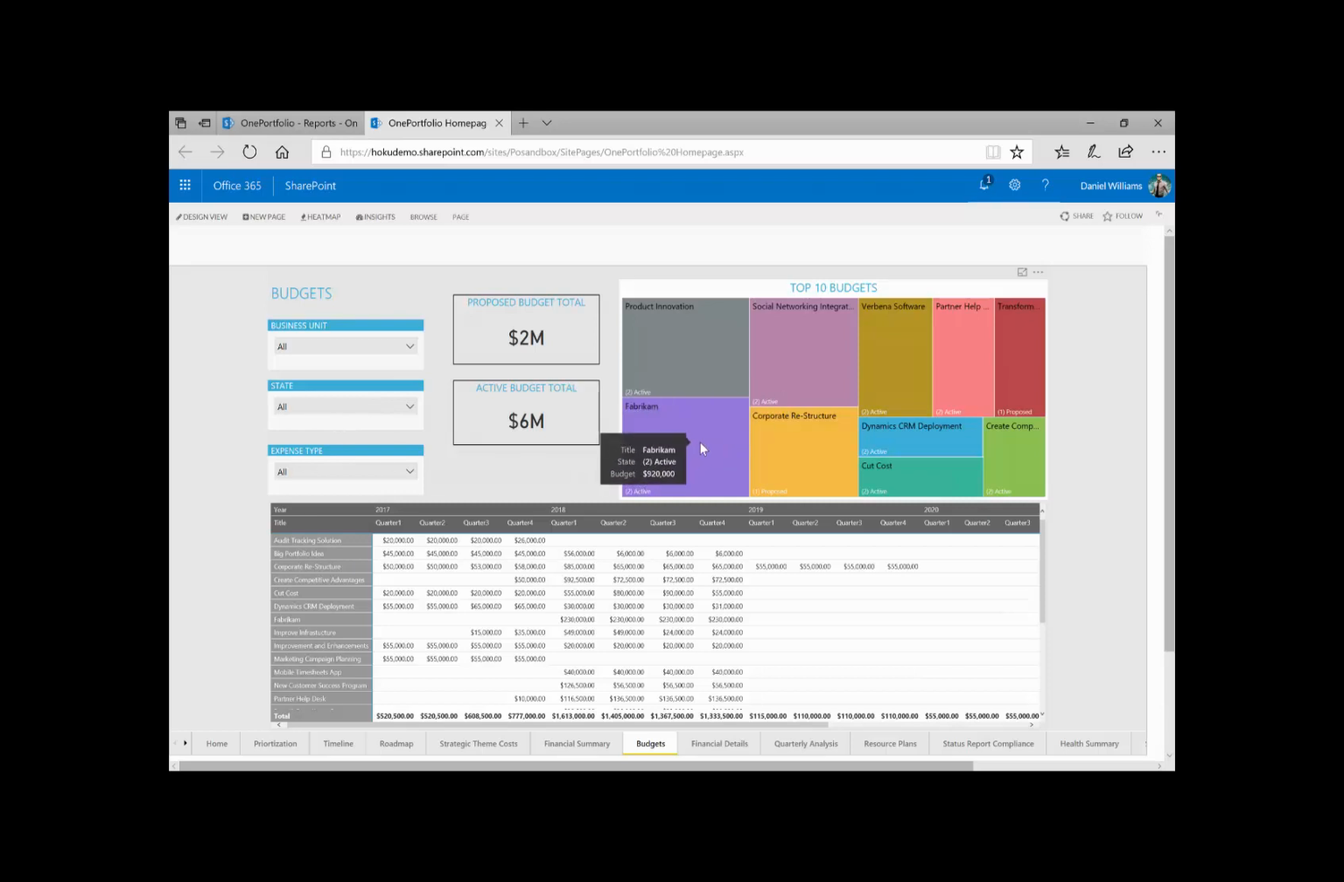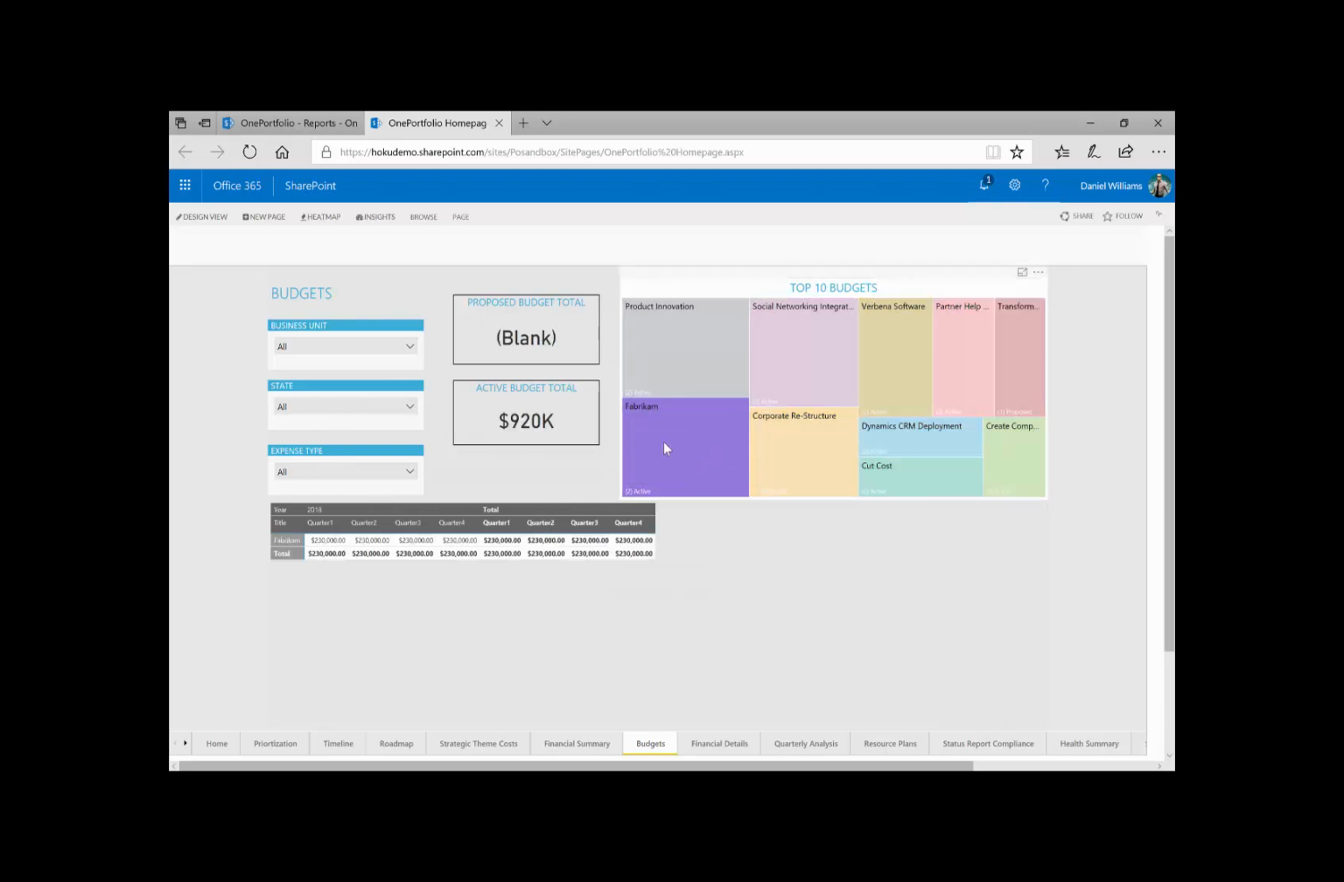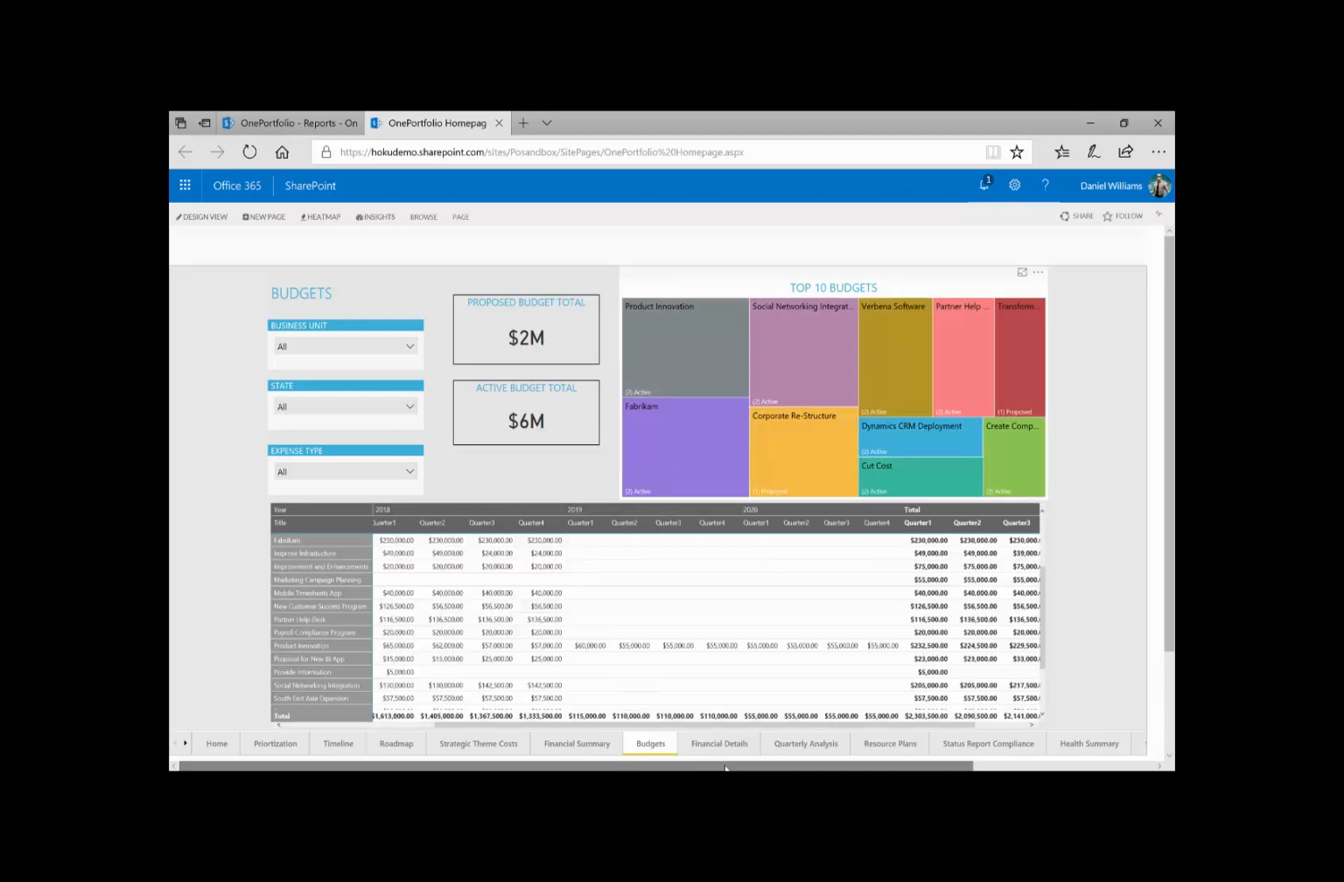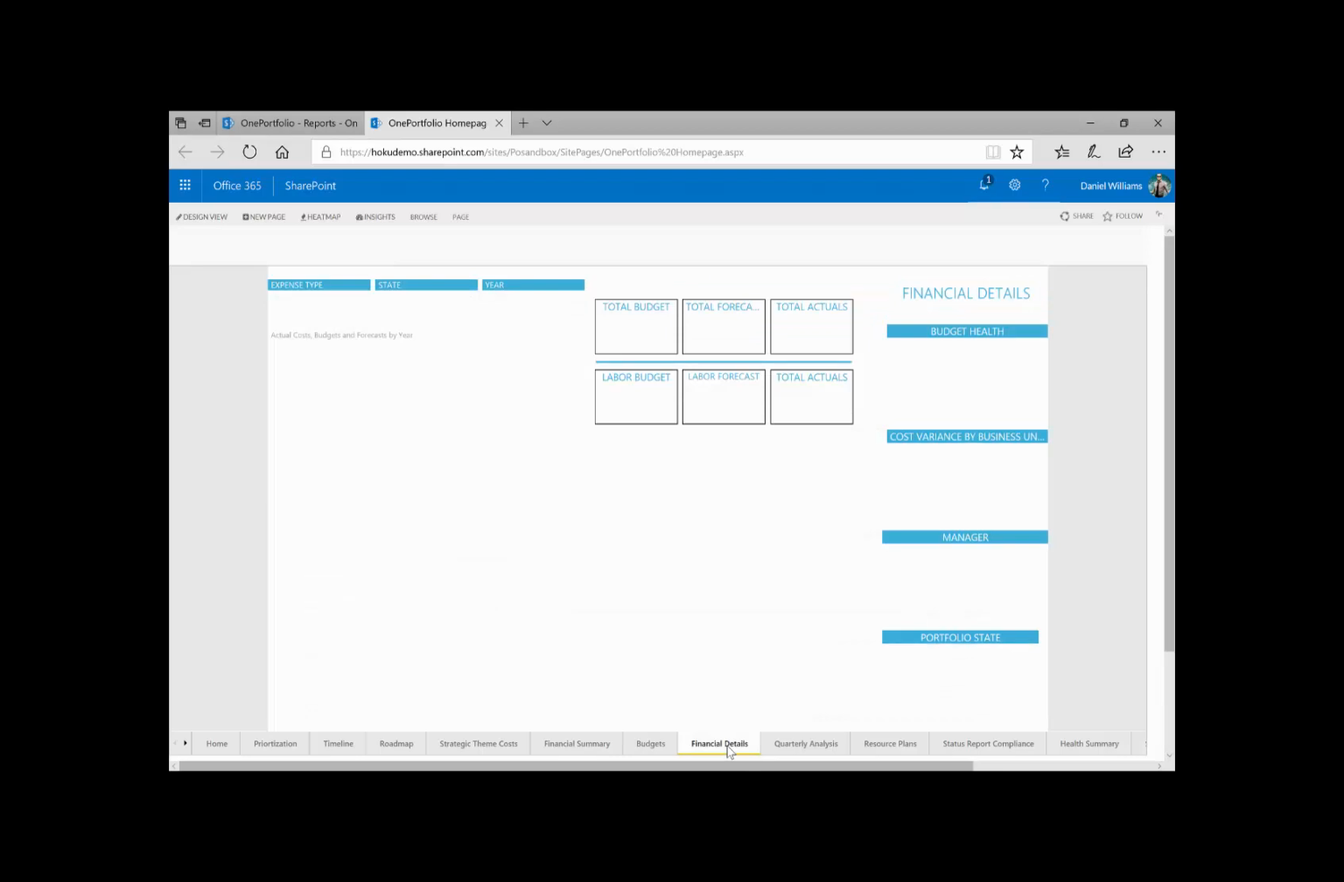So if I'm interested in one of our biggest budgets, like this Fabricam project, I can take a look at what the specific numbers are for that particular portfolio item. Once again, slicing and getting good analysis from this type of graphic. And then I can look at more financial details around that as well.